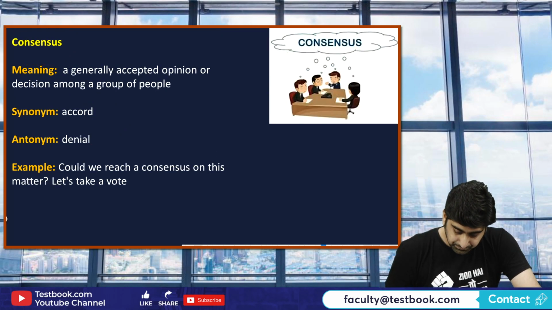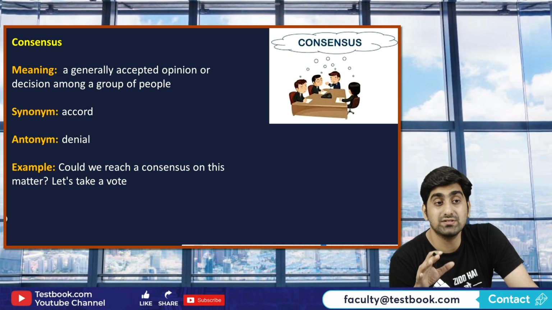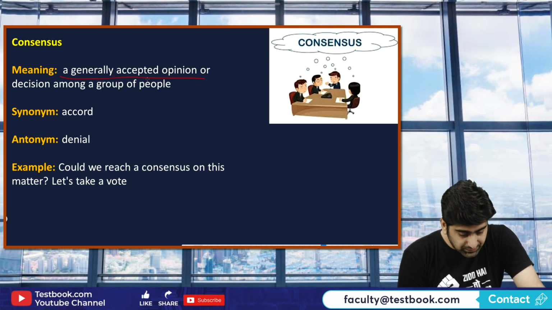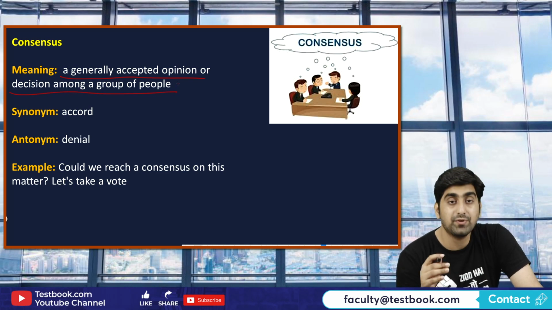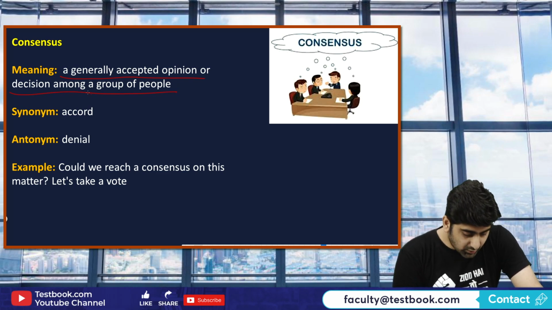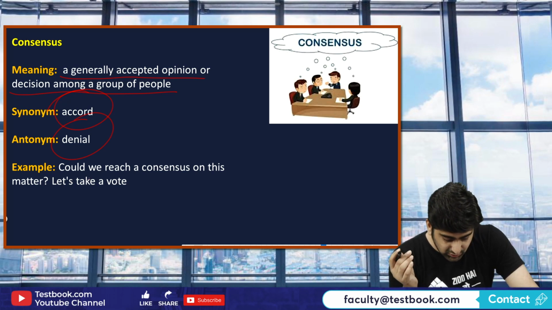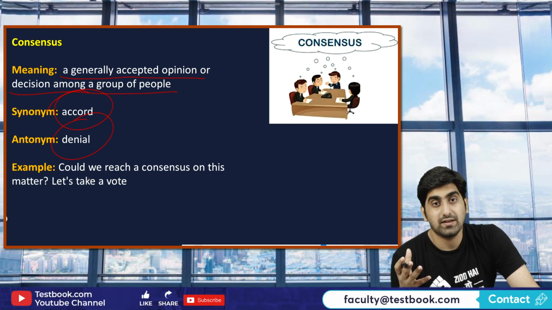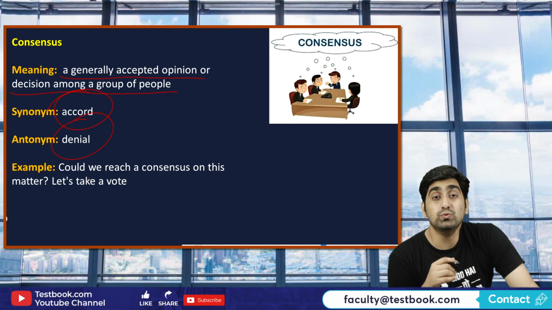Okay. Moving on to the next word, that is consensus. Consensus basically is a word for a generally accepted opinion or decision among a group of people. So accord will be the synonym, denial will be the antonym. Could we reach a consensus on this matter? Let's take a vote. And this is how you can use these words in sentences in the English language.